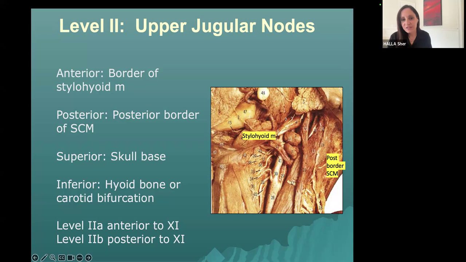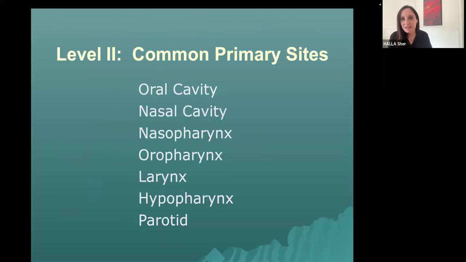posteriorly. So level 2A is the lymph node compartment superior to the spinal accessory nerve, and level 2B is the lymph node compartment posterior to. Level 2B is posterior to the nerve and level 2A is anterior to the nerve. Common primary sites that metastasize to this level are all of them really: oral cavity, the anterior nasal cavity, the nasopharynx, the oropharynx, the larynx, the hypopharynx, and the parotid gland. And so level 2 is incorporated into almost every neck dissection, except for super selective ones.